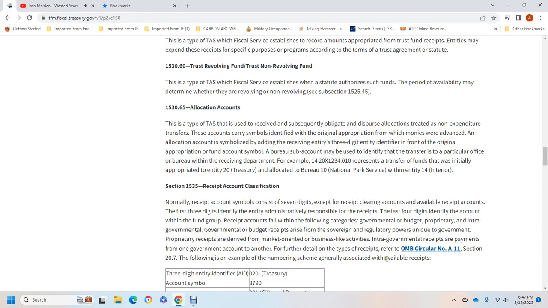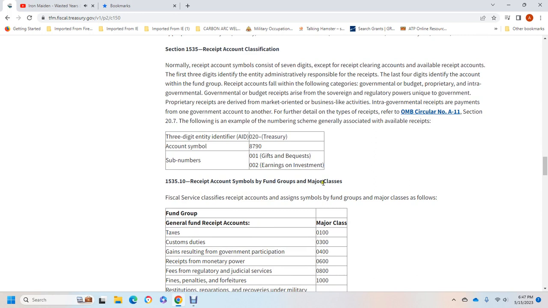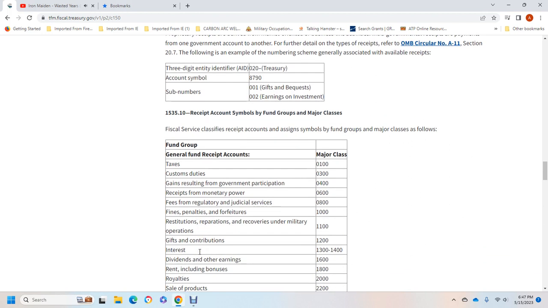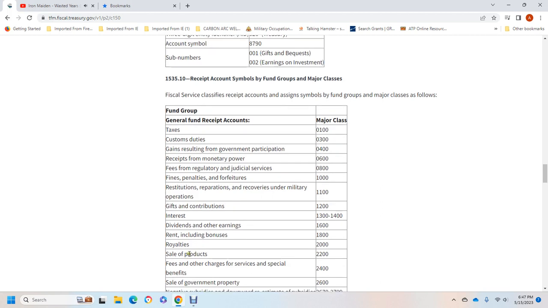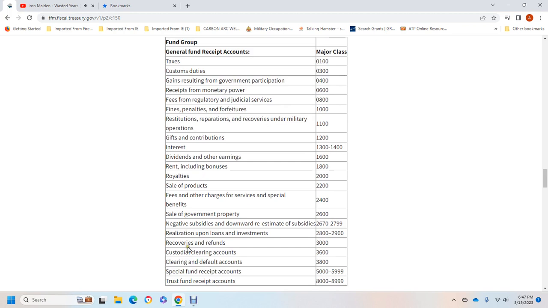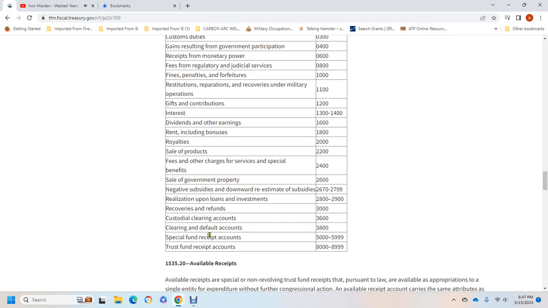Following is an example of the numbering scheme generally associated with available receipts. 1535-10 receipt accounts: the fund group of major classes of receipts, with the last 4 digits identifying the class. Taxes 0100, customs duties 0300, general government payments 0400, monetary power receipts 0600, fees of regulatory and judicial services 0800, fines and penalties 1000, restitution and recovery 1100, gifts and contributions 1200, interest 1400, dividends and earnings 1600, rents including bonuses 1800, royalties 2000, sale of property 2200, fees and other charges for services 2400, sales of government property 2600, negative subsidy and downward reestimates of subsidy 2670 to 2799, realization of loans and investments 2800 to 2900, recoveries and refunds 3000, custodial clearing accounts 3600, clearing default accounts 3800, special fund receipt accounts 5000 to 5999, trust fund receipt accounts 8000 to 8999.